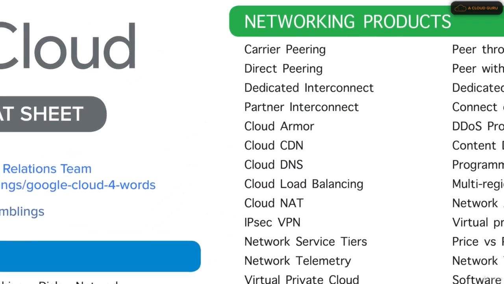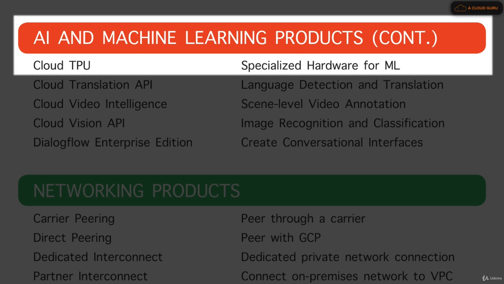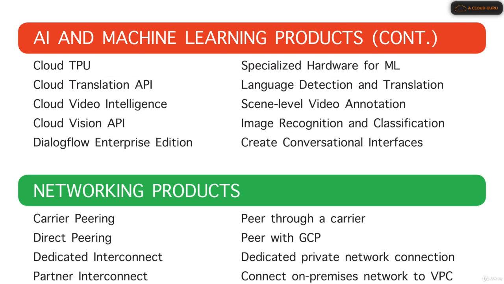Now, Cloud TPU is listed in the AI and machine learning section, but it's specialized hardware for machine learning, so it's kind of like a compute engine instance, but this one is purpose-built for TensorFlow processing instead of for general-purpose processing. In fact, that's what TPU stands for, TensorFlow Processing Unit. Now, if you're not familiar with it, TensorFlow is an open-source platform for doing machine learning stuff. It's quite broadly popular, but it's actually another one of the things that Google originally created and then released as open source.